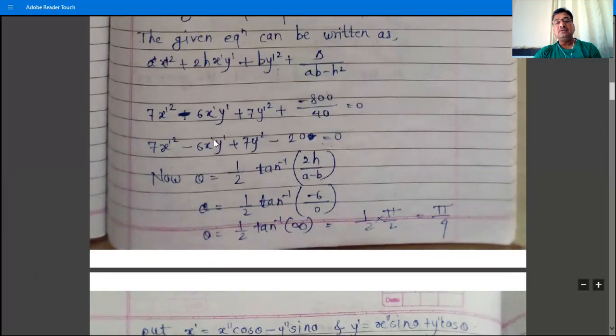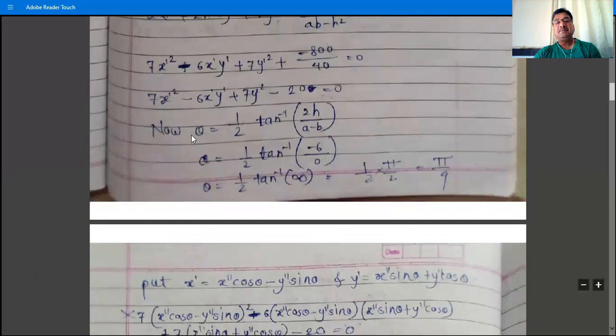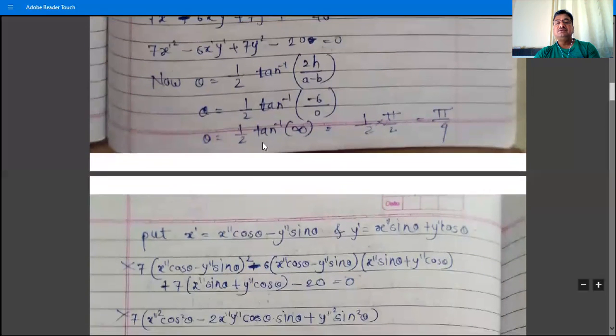Now we have to remove the product term. So we find theta. Theta is 1/2 tan inverse 2h divided by a minus b. That is 1/2 tan inverse of 2h, which is minus 6. A and b are both the same, 7 minus 7 is 0. So tan inverse infinity is pi by 2. So we have the answer 1/2 into pi by 2, which means pi by 4.